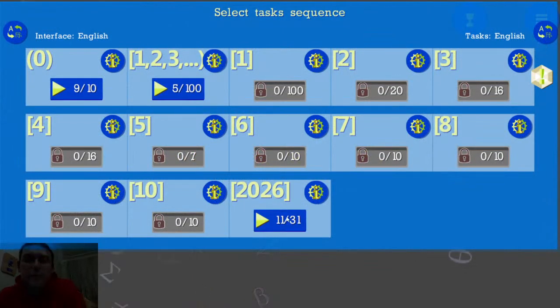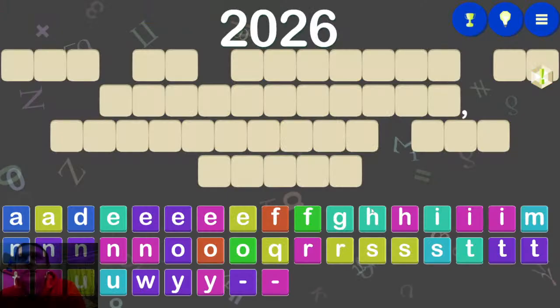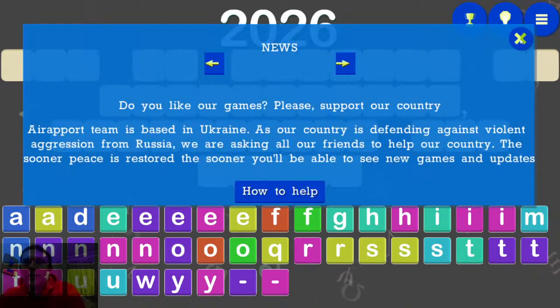Right, so we have puzzles about number 2026. Let's solve some puzzles, and when more players gather to the stream, we will unlock the codes.